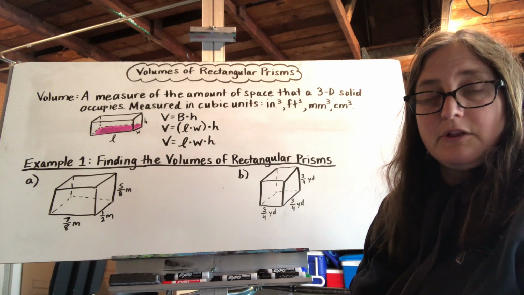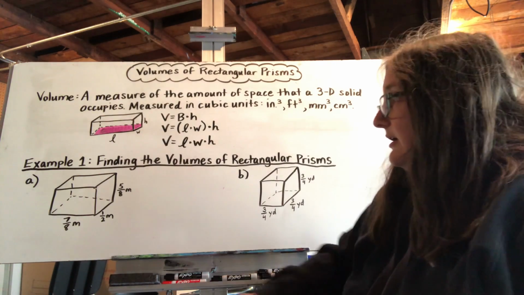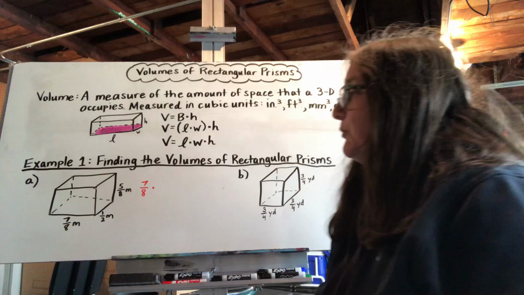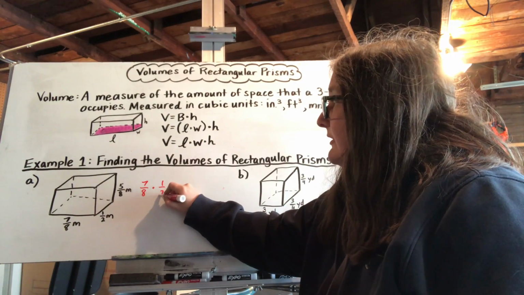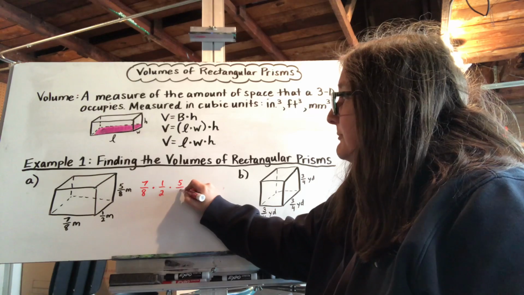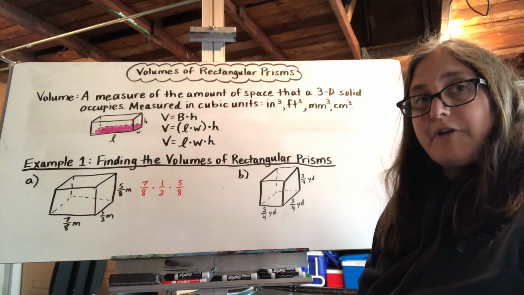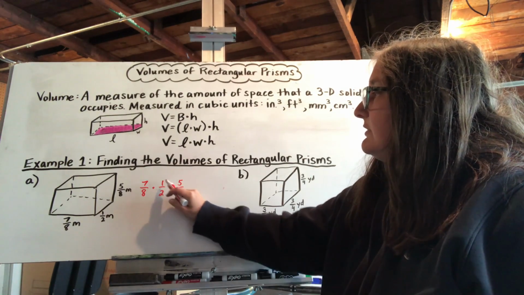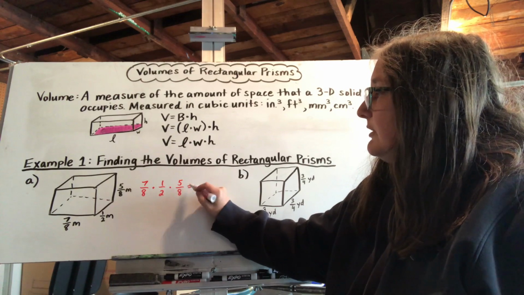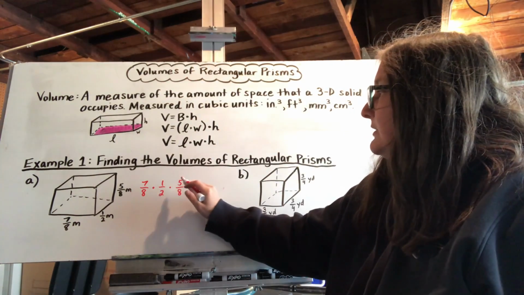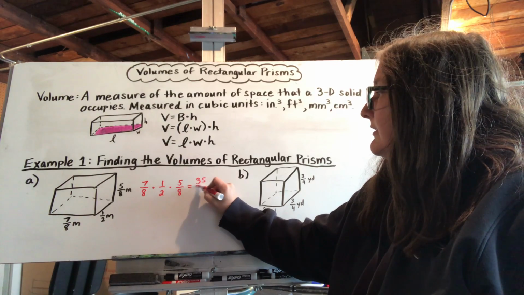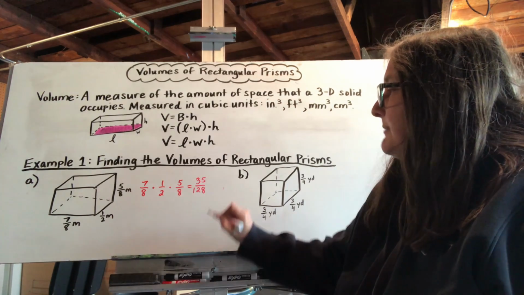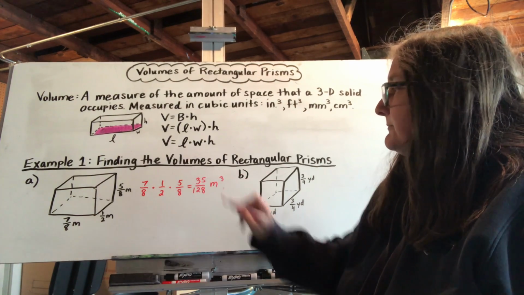So in our first rectangular prism here, the length of this prism is 7/8 meters. The width is 1/2 meters, and the height is 5/8 meters. I always look when I have fractions to see if I can do any cross reducing here. So I look across at my numerators and denominators. I don't see any here, so I'm just going to multiply across. 7 times 1 times 5 gives me 35. 8 times 2 times 8 gives me 128, and my label here is meters cubed.